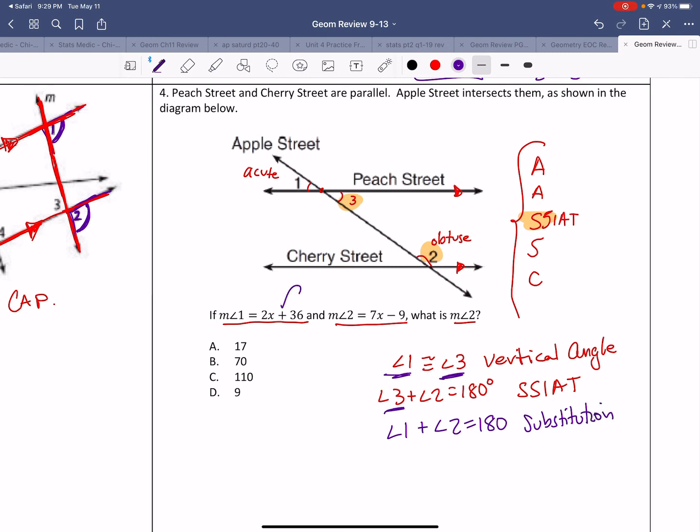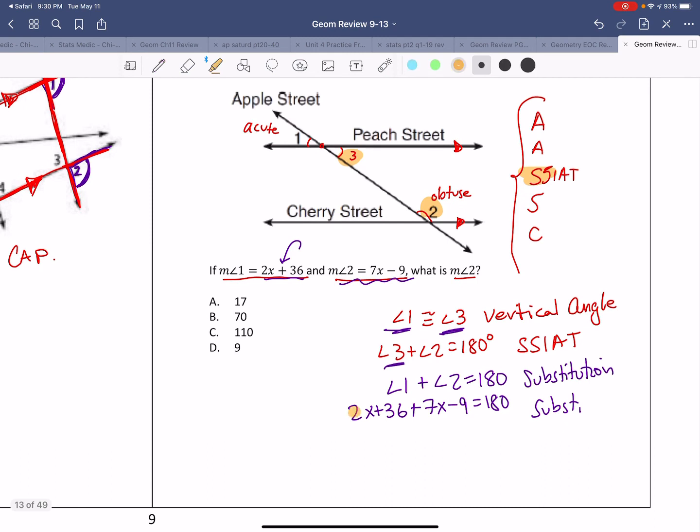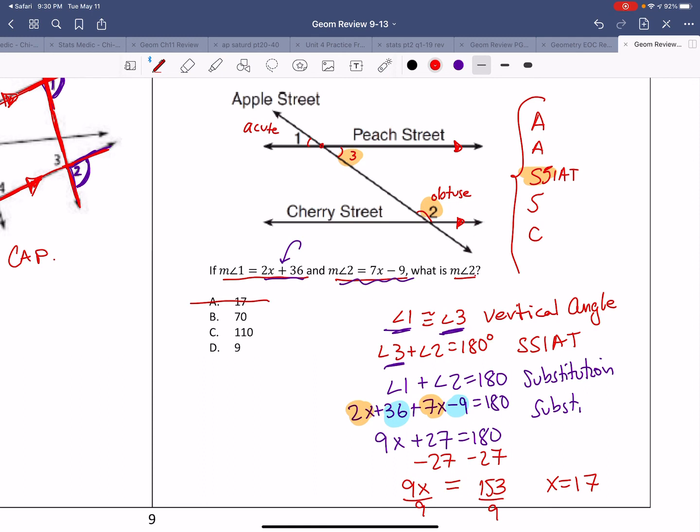Okay, now with this information, I'm going to use substitution again to plug this in. So angle 1 is 2x plus 36, and angle 2 is 7x minus 9. So 2x and 7x and 36. All right, let's combine like terms. We get 9x plus 27 equals 180. And we're going to divide by 9, and we get x equals 17. But we're not done because they've asked us for angle 2.